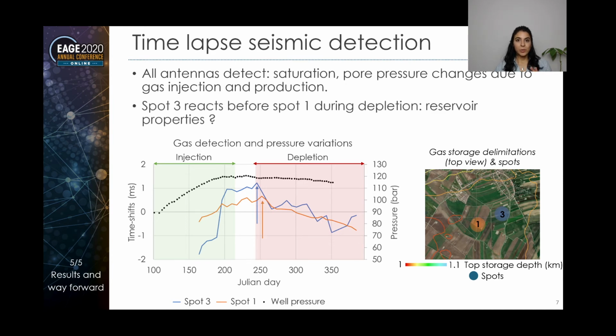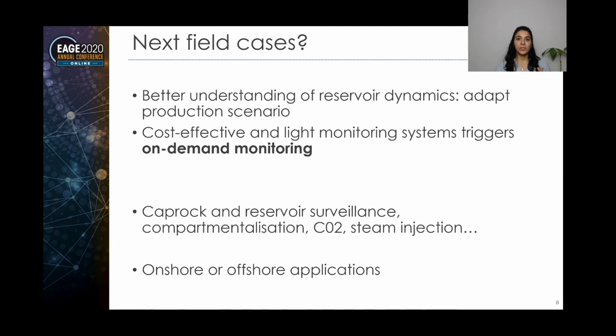The second thing that we can notice here is that the curve belonging to spot number 3 is reacting before spot number 1 during the depletion. This is due to the fact that spot number 3 is more on the edge of the gas storage compared to spot number 1. So we were successfully able to detect 4D effects due to the gas storage activity on this field.